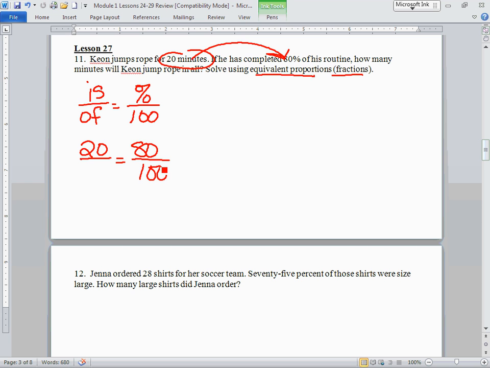And remember, we write 80% as 80 over 100. I need to find what the total was. So what was the total? How do I get from 80 to 20? Divide by 4. So 100 divided by 4 is 25.